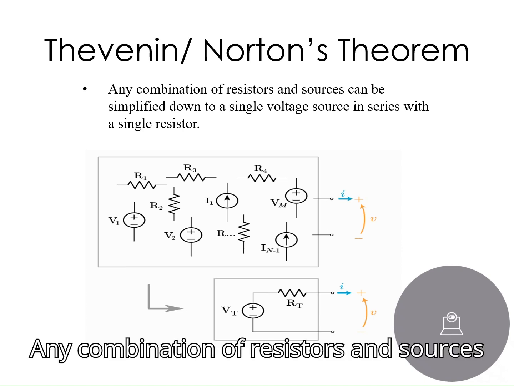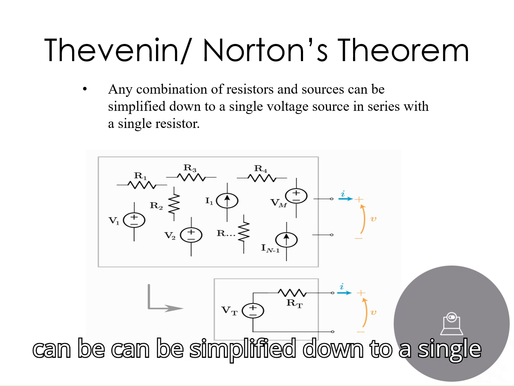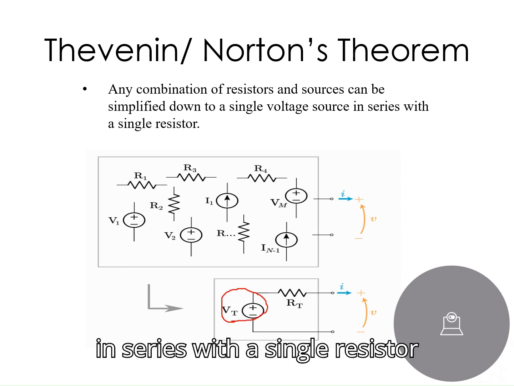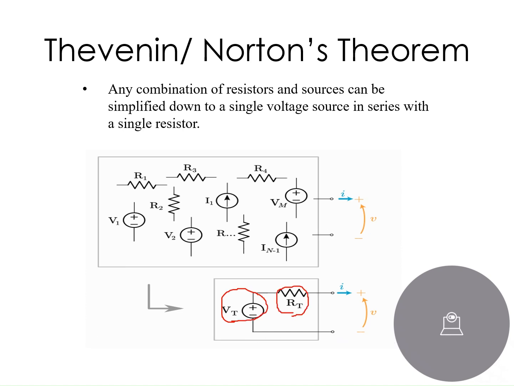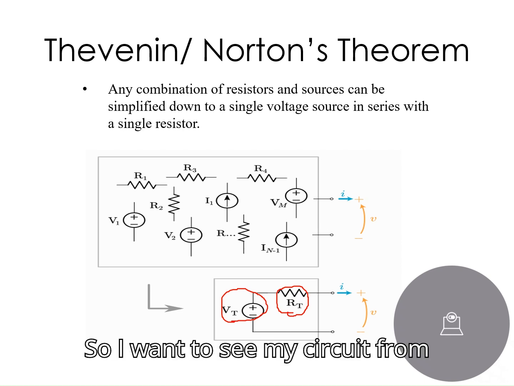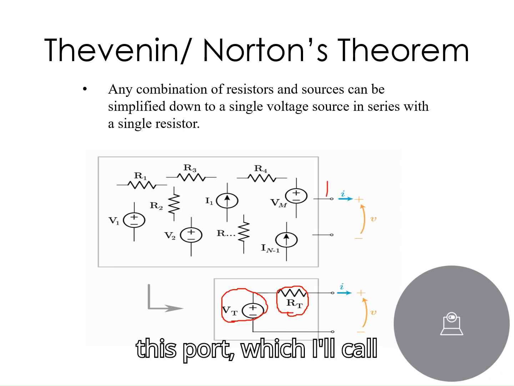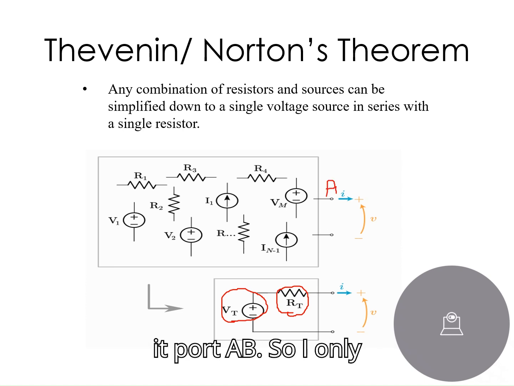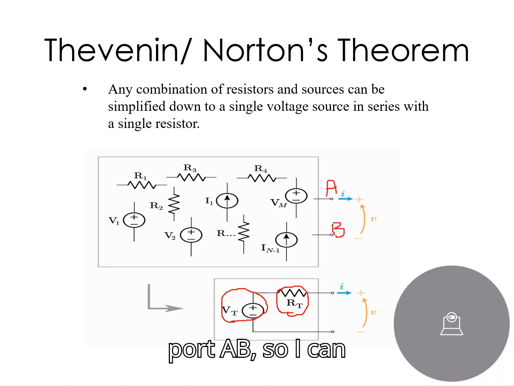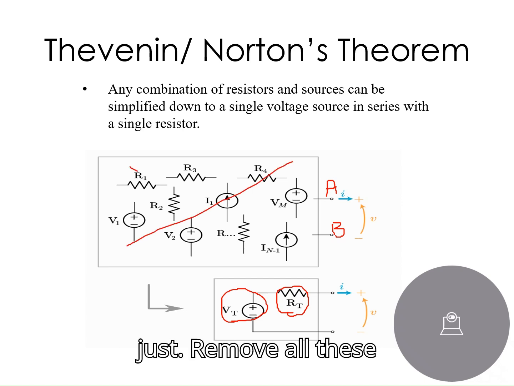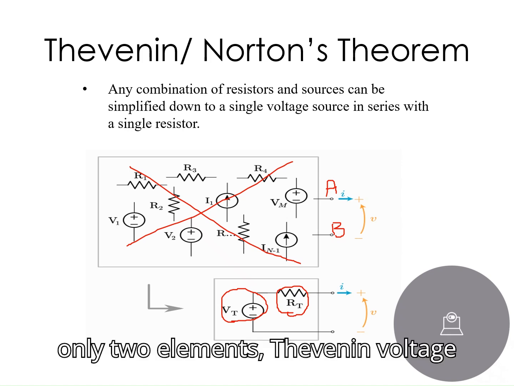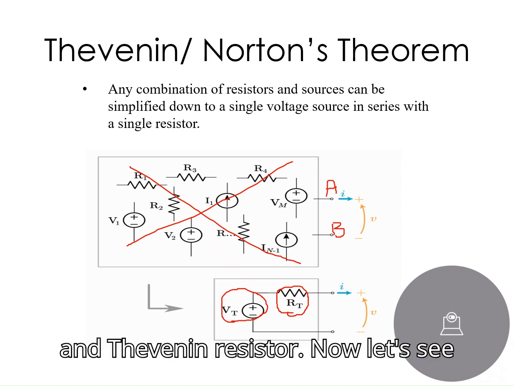Any combination of resistors and sources can be simplified down to a single voltage source over here in series with a single resistor that we know as Thevenin resistor. I want to see my circuit from this port, which I'll call port AB. I only want to see my circuit from this port AB, so I can remove all these elements and replace them with only two elements, Thevenin voltage and Thevenin resistor.